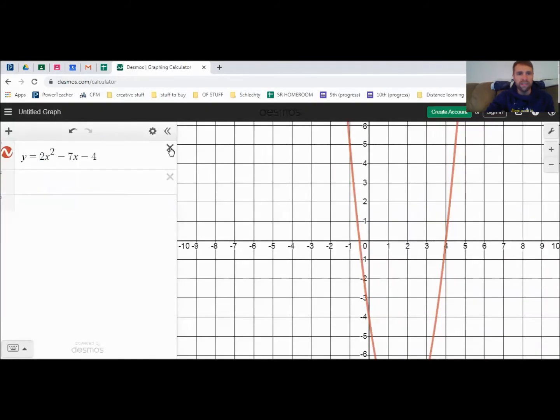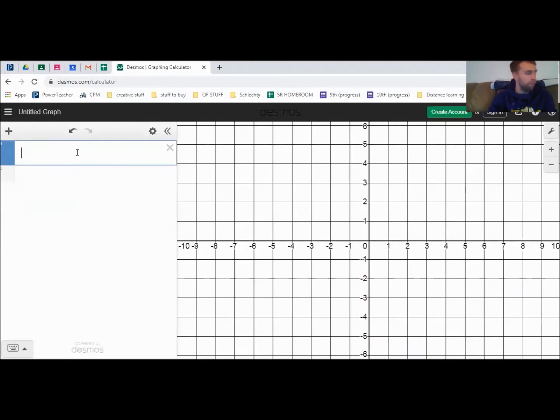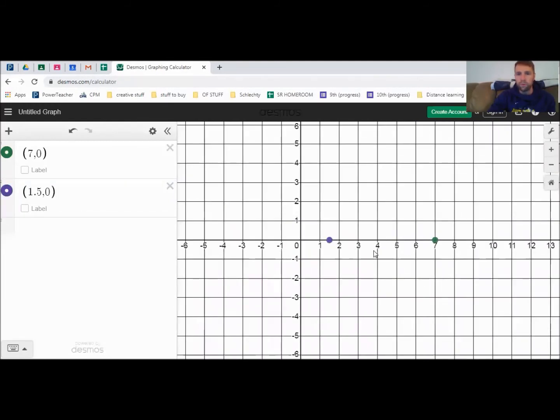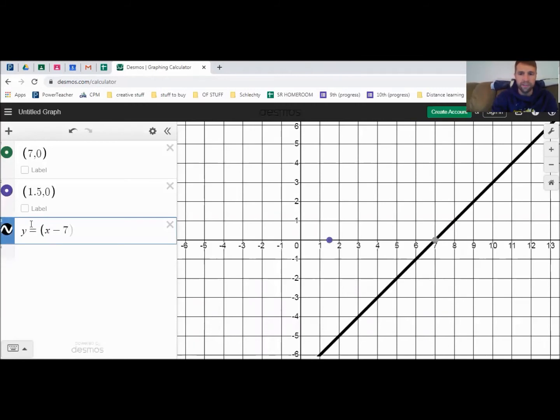Okay, what do you guys think would be a parabola that went through 7, 0 and 1.5? Yeah, 1.5, 0. I'm just making this up, right? So what would be a parabola that would go through both of these points, right? Well, the 7 should be easier. How do we make a +7 happen? Let's go with y equals, and then x minus 7. Ah, and there it is.